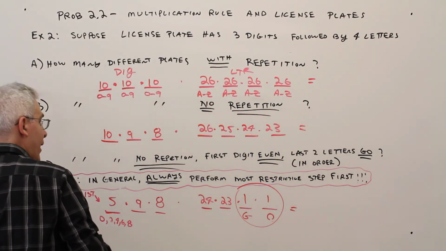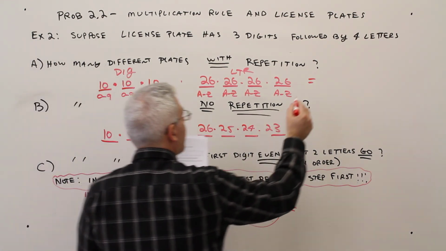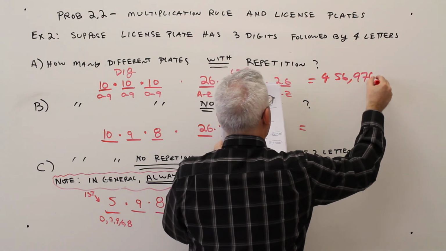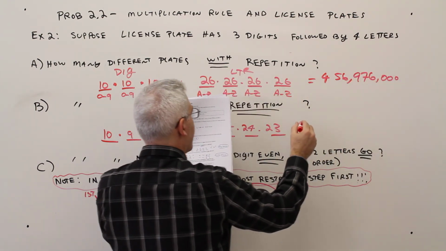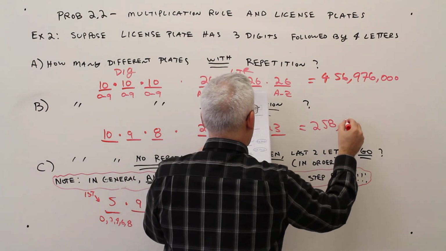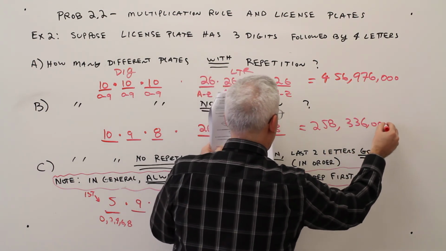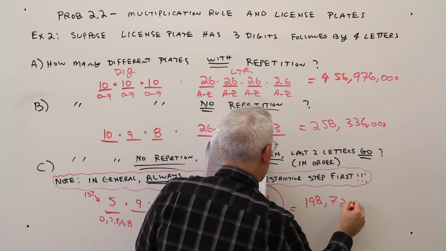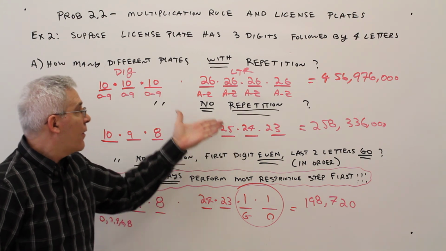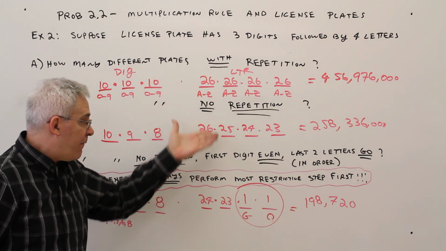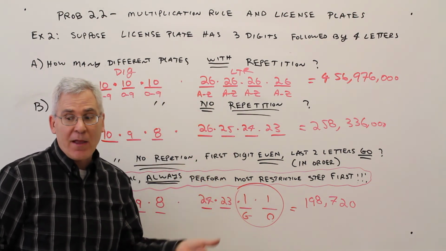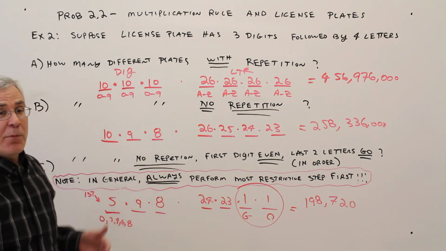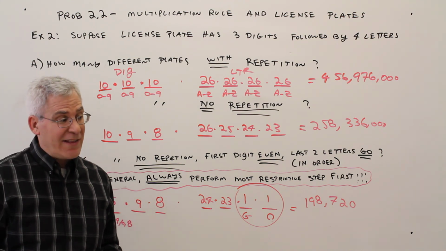All right, so just for the final answers, I got for this first one, 456,976,000. For this one, I got 258,336,000. And for this one, I got 198,720. So you can see the more restrictions you have, the fewer possible ways there are to do it. And that makes total sense. So there you have it. How to use the multiplication rule to solve some license plate problems.